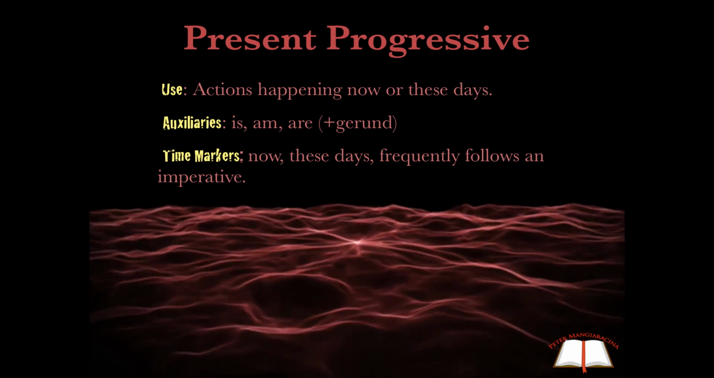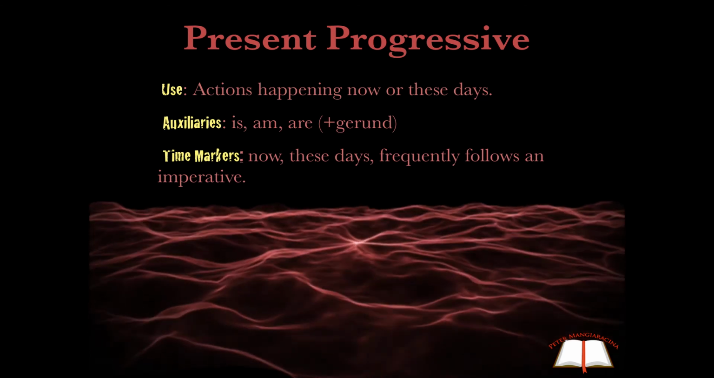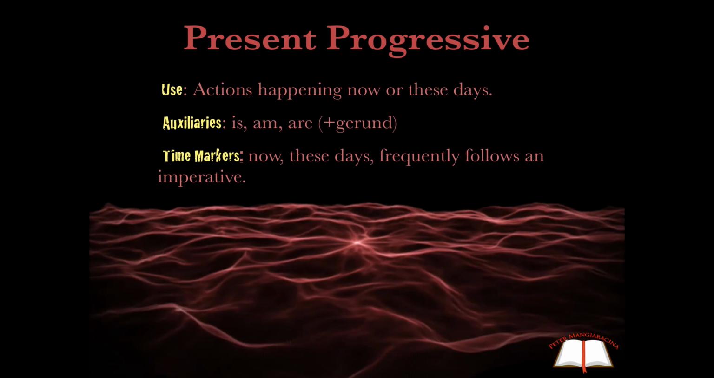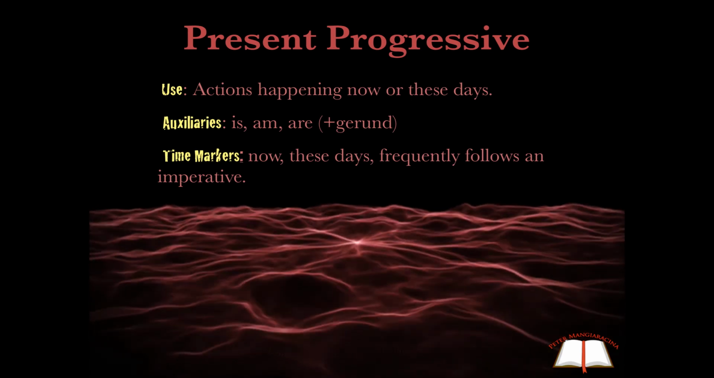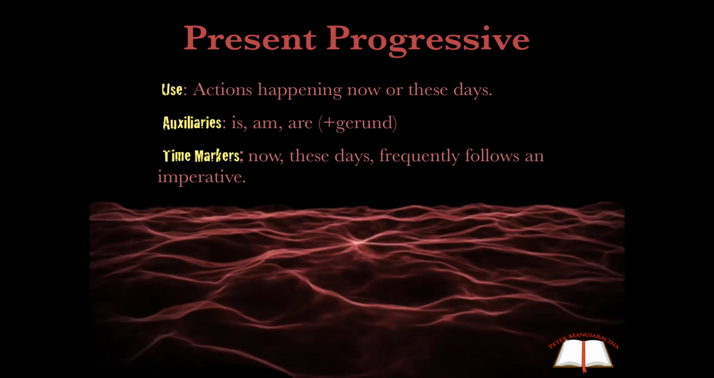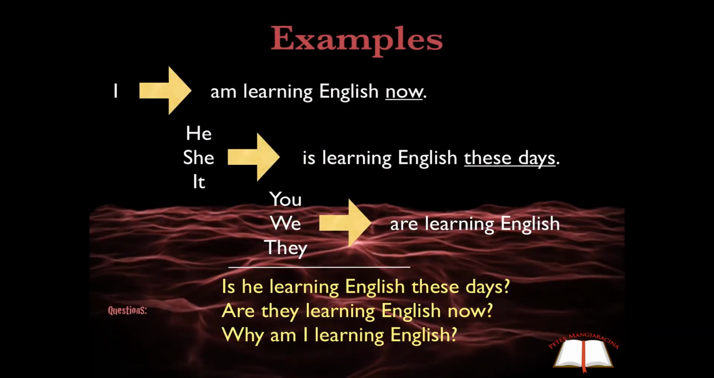Frequently, we use the progressive after an imperative. An imperative is like an order. Look, or stop. So, look, the waiter is coming, is a typical example of using the progressive tense after an imperative. And here are some examples.